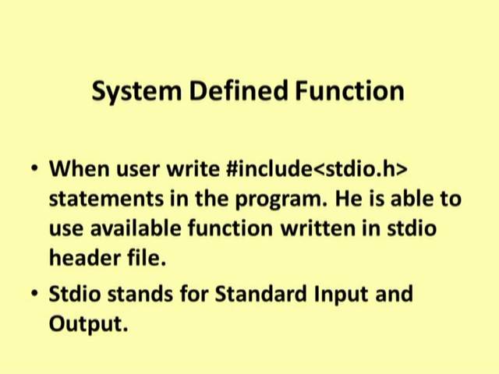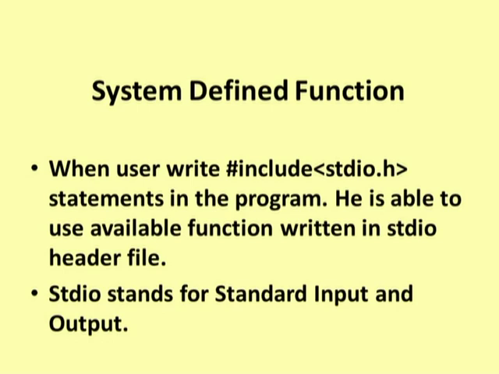Now the next point is regarding the types of function. Previously we discussed there are two types, system defined and user defined. First we discuss the system defined functions. For example, when the user writes the include stdio.h statement in the program, what happens? He is able to use the standard input output library, like printf, scanf, etc. Here stdio stands for standard input and output. The system defined functions are available in the stdio.h header file, and if I want to use that system defined functionality, it is mandatory for me to include the stdio.h library file in my program.